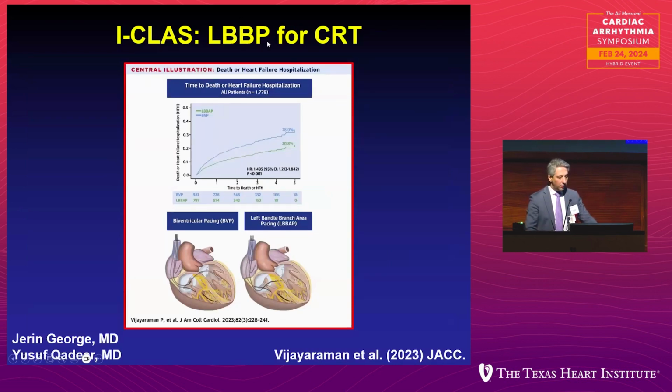This is one of the largest retrospective studies comparing left bundle, mostly left bundle area pacing, with biventricular pacing in patients with ejection fraction less than 35%, 15 international centers, including Baylor. And there was a decreased combined endpoint of death and heart failure hospitalization with conduction system pacing compared to biventricular pacing. Obviously, there is some bias in all the retrospective studies, but this is promising.